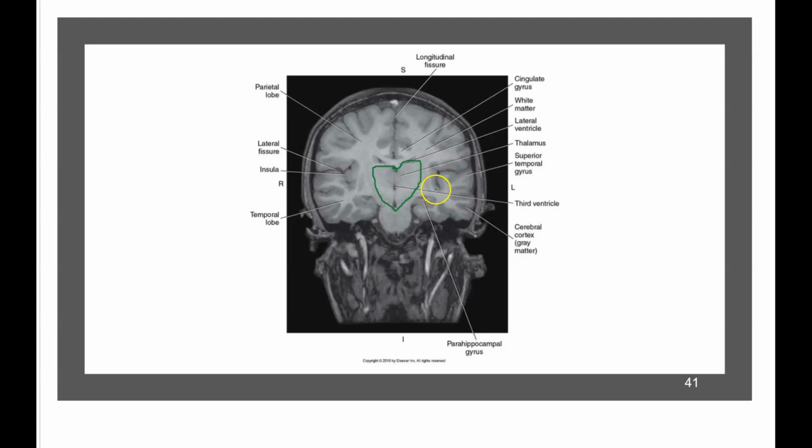Here is our lateral fissure and our insula right in here. So it's kind of fluffy right in here. So this darker gray area right there, okay? And our temporal lobe is down here. So the insula is within our temporal lobe. And here's our parietal lobe up top, okay? Here's our longitudinal fissure.